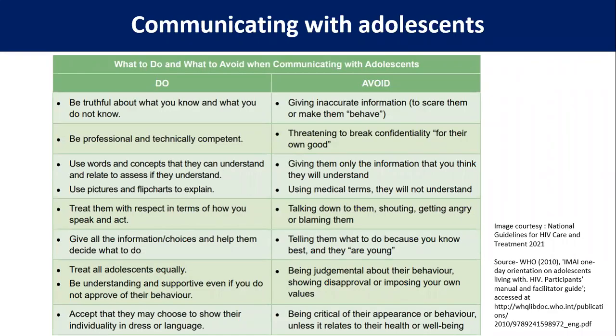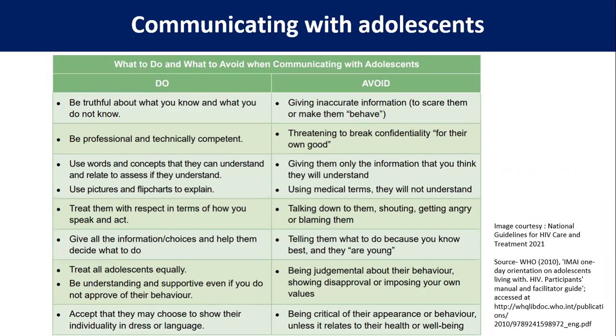So communicating with adults is very, very important. What are the do's and what are the things to avoid? So when you communicate with adults, be truthful about what you know and what you do not know, and be professional and technically competent when you're talking to them. Use the words and concepts that they can understand. Don't use too much of the medical language or hi-fi words to them. Use pictures and flip charts whenever they have difficulty, if they don't understand what you are telling them. When you want to explain to them, use flip charts or pictures.